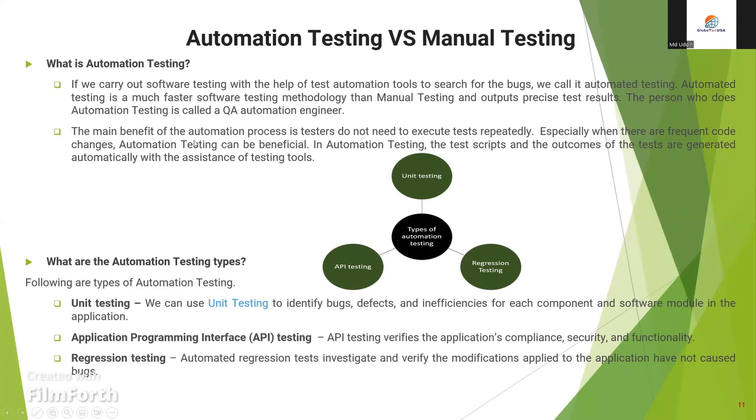The main benefit of the automation process is that testers do not need to execute tests repeatedly. See, this is another point. The testing tool can execute the same test case over and over again. Especially when there are frequent code changes, automation testing can be beneficial. In automation testing, the test script and the outcomes of the test are generated automatically with the assistance of the testing tool.